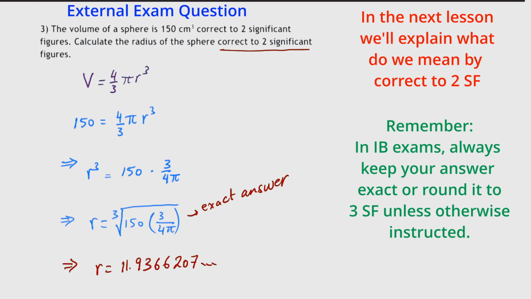11.9366207... Now still this is an exact answer in decimal form, so we need to round it, and we need two significant figures. The first significant figure is 1, the second significant figure is 1, so we look at 9, which is bigger than or equal to 5, so we have to round up, and the answer becomes 12 centimeters. Thank you.